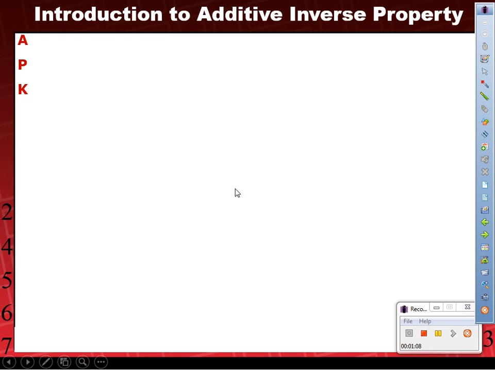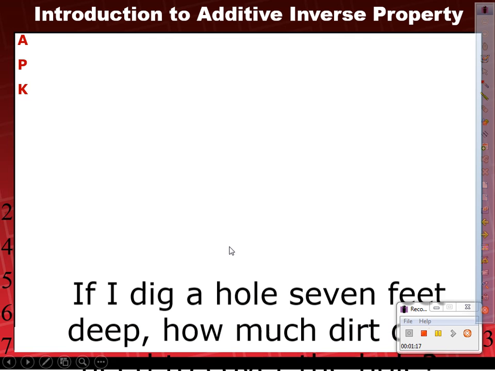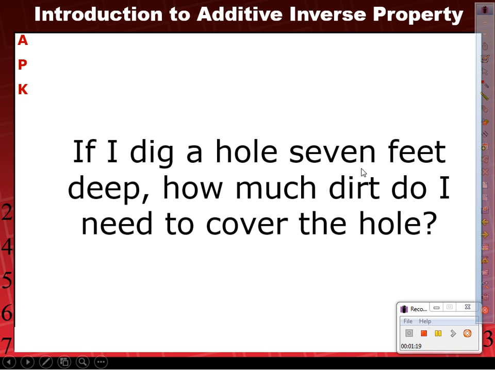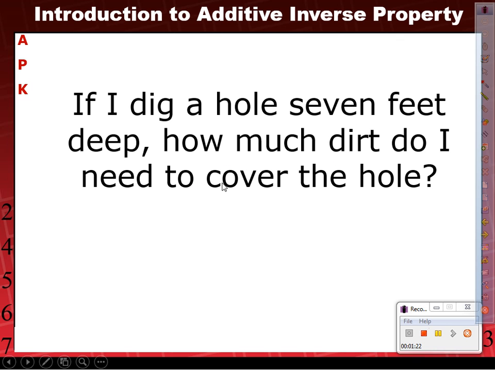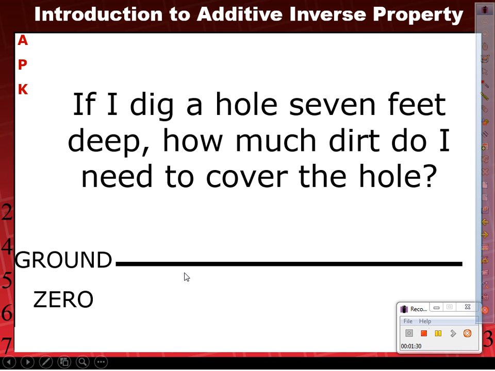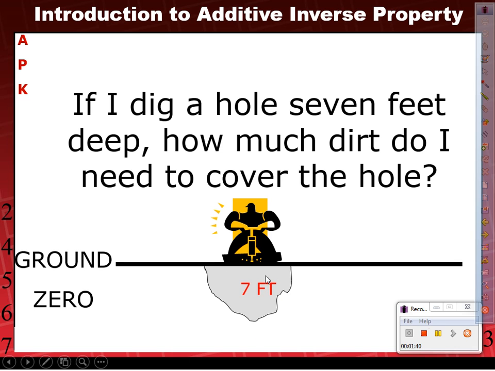Just to recap on yesterday, I showed you a video to introduce the additive inverse property. Remember that? So it said something like this. If I dig a hole 7 feet deep, how much dirt do I need to cover the hole? Now, I know some of you already know, but here's just to refresh in your memory. So here's ground zero. And here's me, muscles. And I'm digging a hole. How many feet? 7.